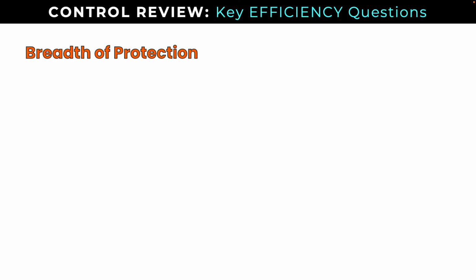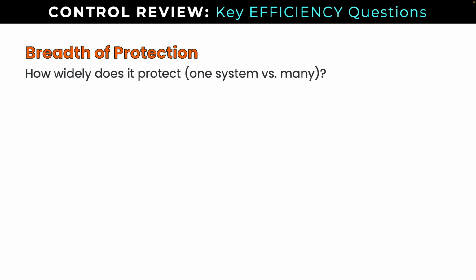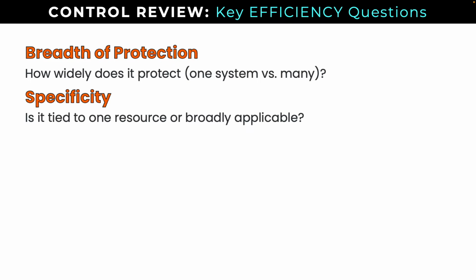And then key efficiency questions. So what is the breadth of protection? How widely does it protect our environment? Does it cover one system or does it cover many? That's certainly going to affect how efficient it is and how cost effective it is potentially. Specificity. Is it tied to one resource or broadly applicable?